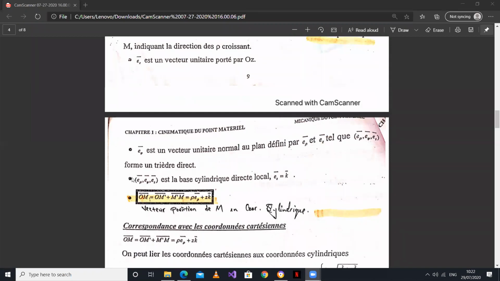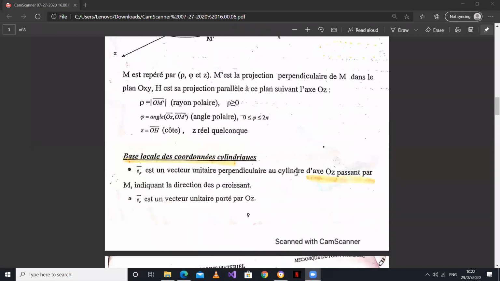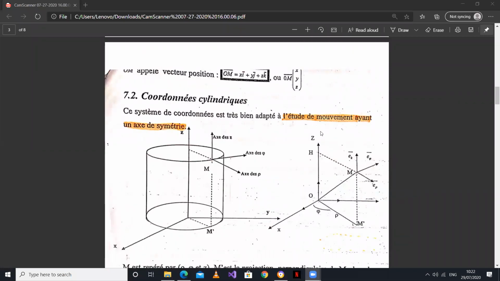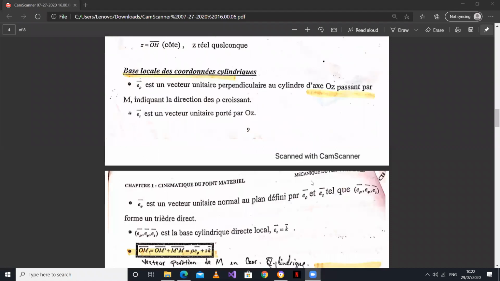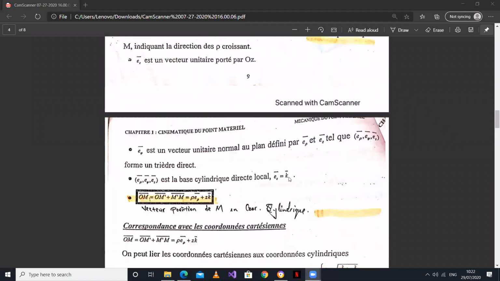And then Eρ, Eφ, Ez is the local direct cylindrical basis, where Ez is equal to k. As I told you, k in the Cartesian plane and in the cylindric plane, it's the same k. X and Y, we don't choose them in the cylindric, but the k, we use it also in the Cartesian and in the cylindric coordinate systems. So as we said, Ez is equal to k. So instead of writing Ez there, you can just write k so that you do not confuse yourself.